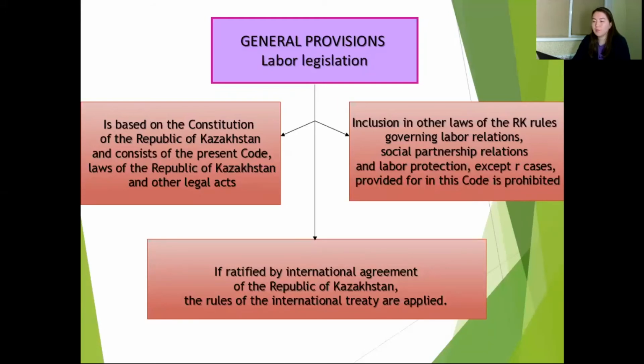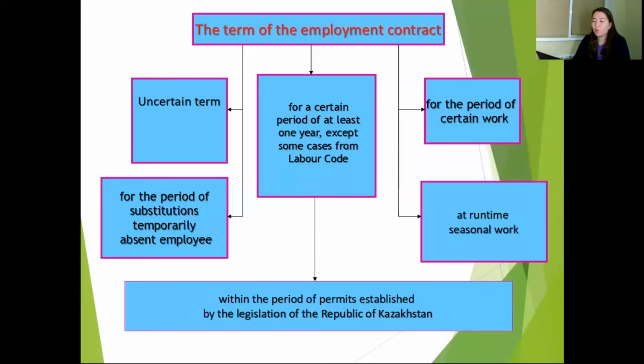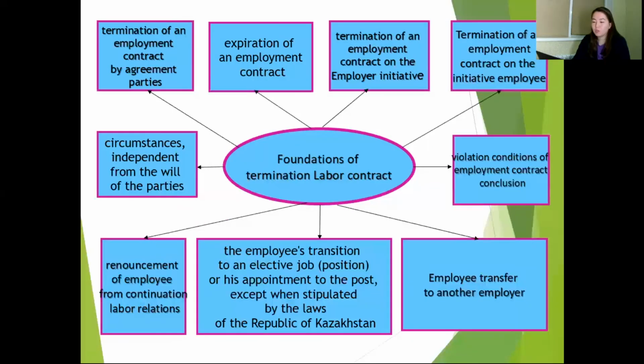Okay, next slide. So, what are the terms of the employment contract? Uncertain term, for the period of substitution of a temporarily absent employee, for a certain period of at least 1 year, for the period of certain work, at runtime seasonal work, within the period of permits established by the legislation of the Republic of Kazakhstan.